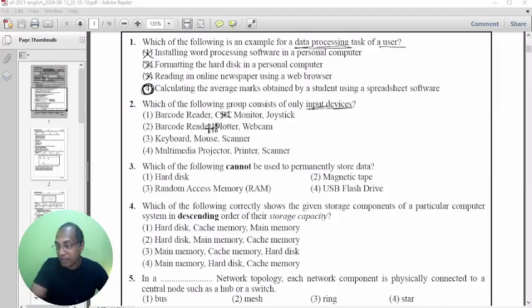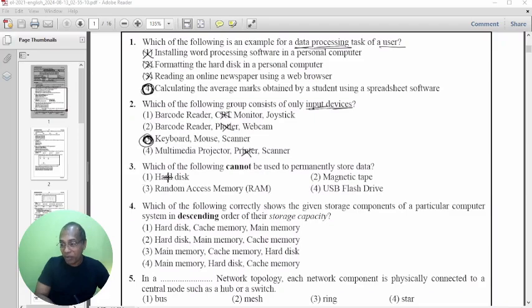Then a plotter. Here's another one. Barcode reader, plotter. That's an output device. So that's out. Here's another printer. So the only thing remaining here is keyboard, mouse, and scanner. So that's the right answer. Now, of course, what you can do is cut these out using a pencil. Don't use a pen. Just cut them out using a pencil. That way, the examination officer knows that you're doing an elimination job by eliminating the wrong answers.